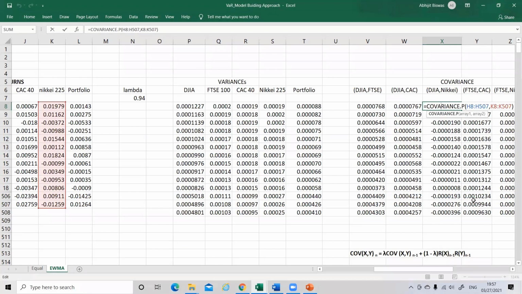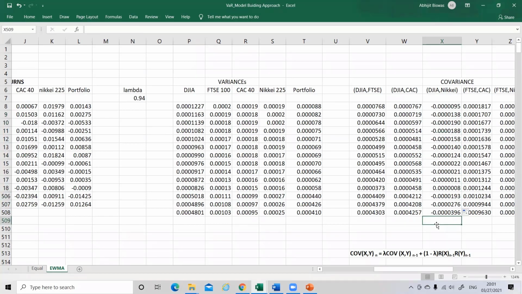So first calculate, be careful with the cell references. So H8 till H507 is the first array, and the second array is K8 till K507. Okay, done. Then for the second day, you use this formula: lambda into previous day's covariance plus 1 minus lambda into previous day's return from Dow Jones multiplied by previous day's return from... Once this is done, then you drag it till 507.